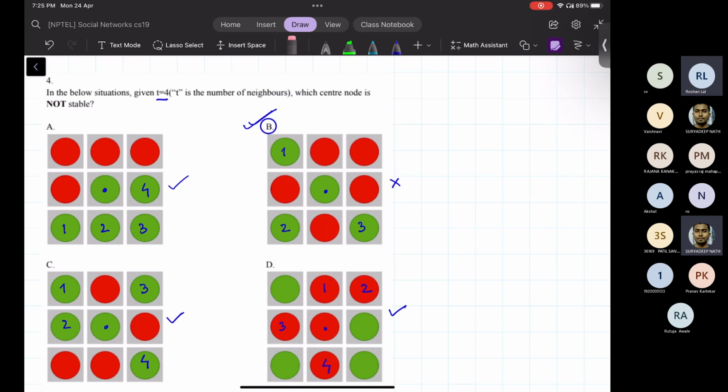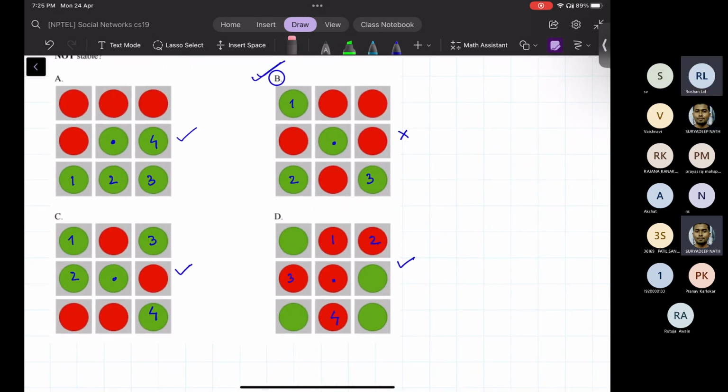We have to include those diagonal elements also. If it is explicitly mentioned that only the top, down, left and right are your neighbors, then you consider it like that. But if nothing is given and a grid like structure like this is given, you consider the immediate diagonal neighbors as well.